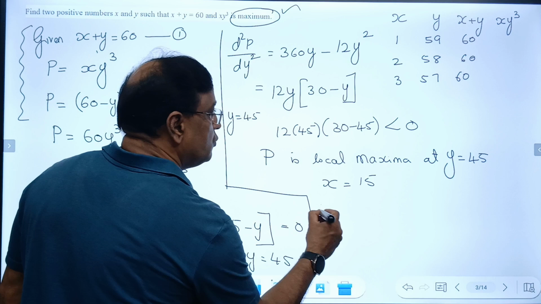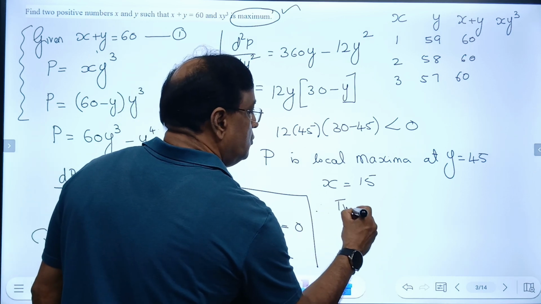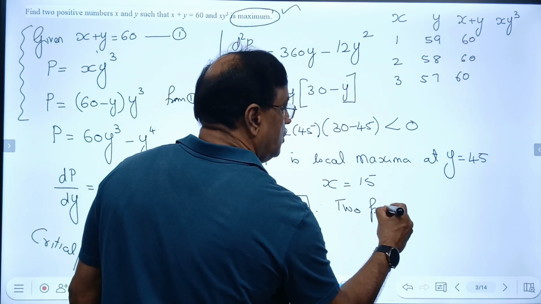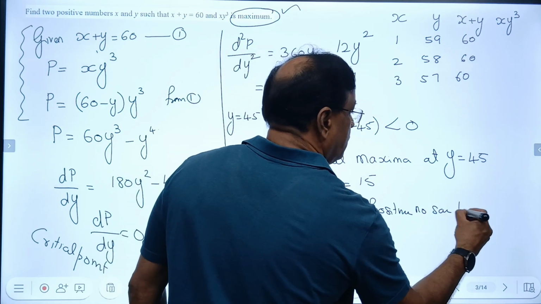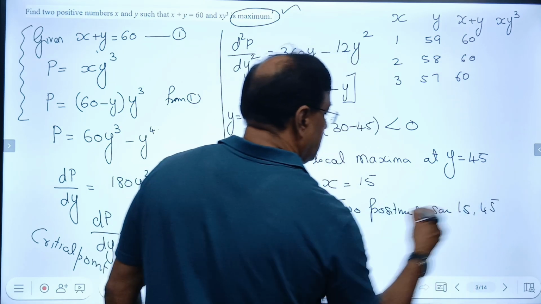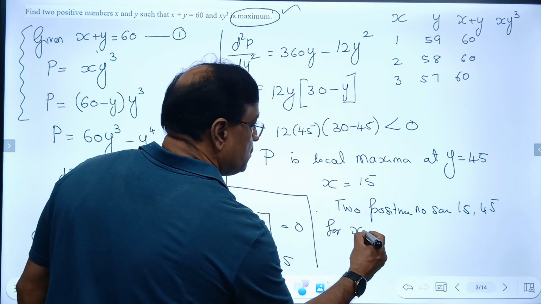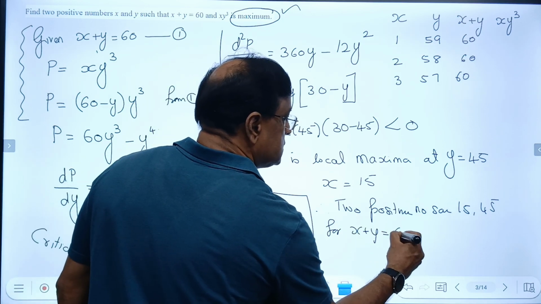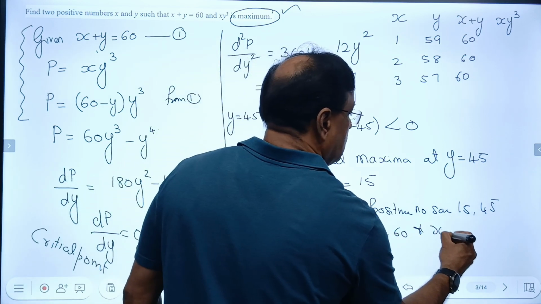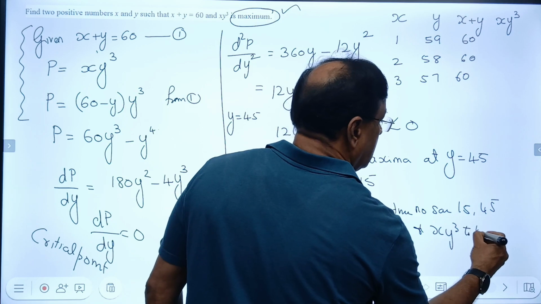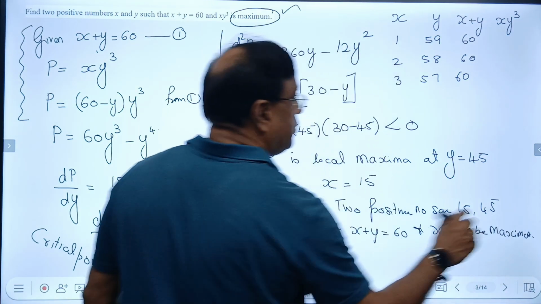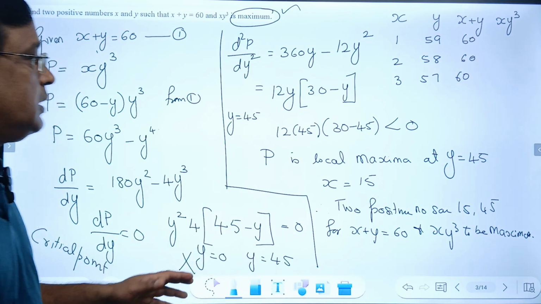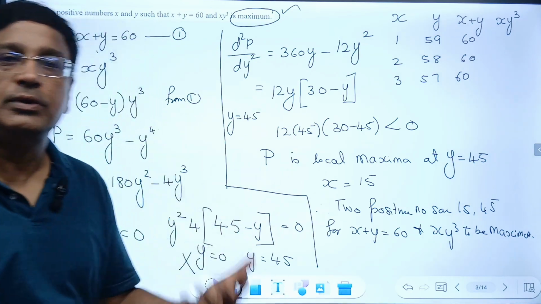Therefore, you can write the conclusion. What is the conclusion? The two positive numbers are 15 and 45 for x plus y equal to 60 and x y cube to be maximum. So I just gave you a sample of one problem. Okay, I think we'll do more problems in the next class.